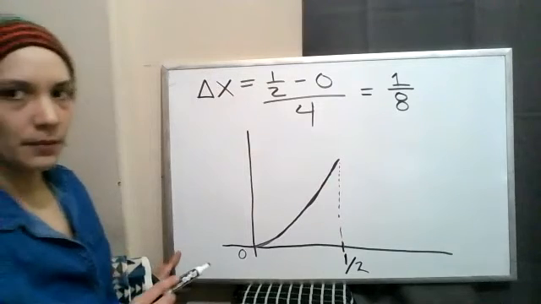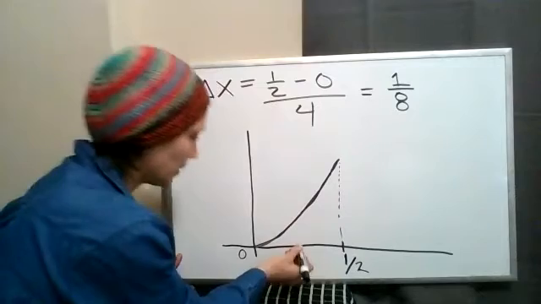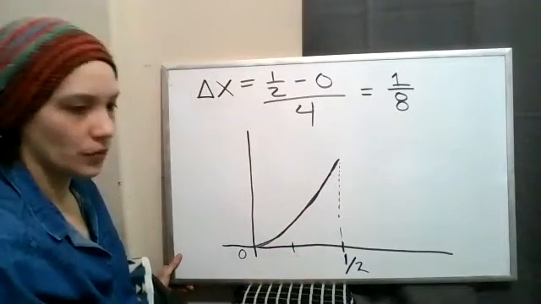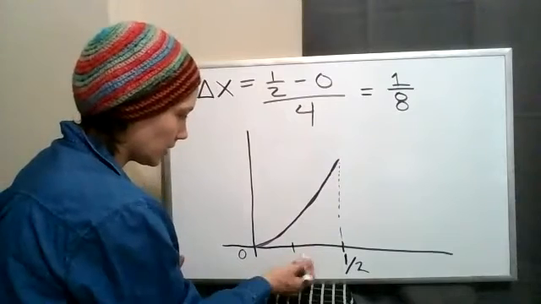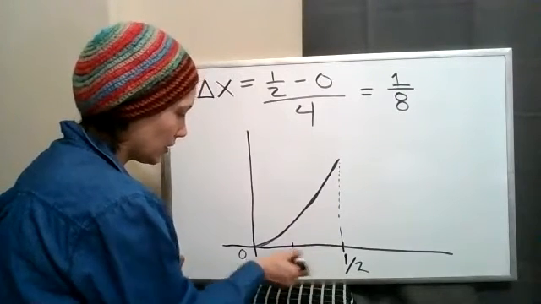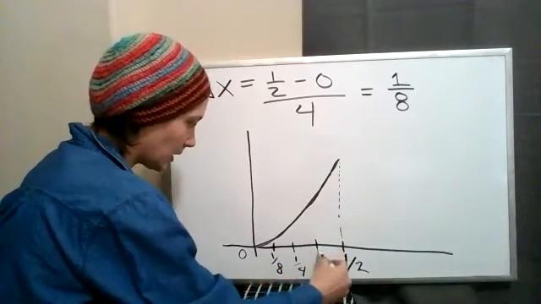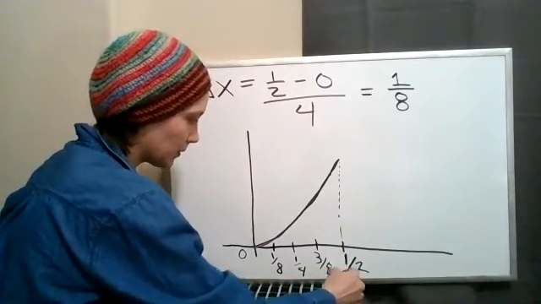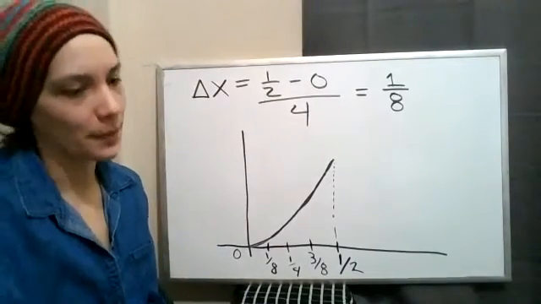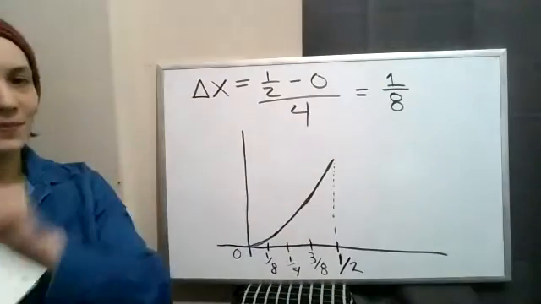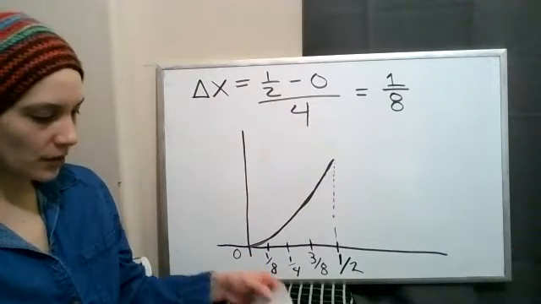And we have rectangles with width 1/8. We're going to break this up into four rectangles. Let's see. So it's going to be 1/4, 1/8, 3/8. Okay. Then we need the midpoints for each of those intervals.